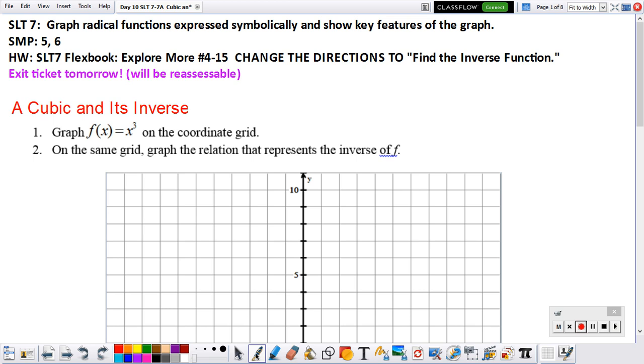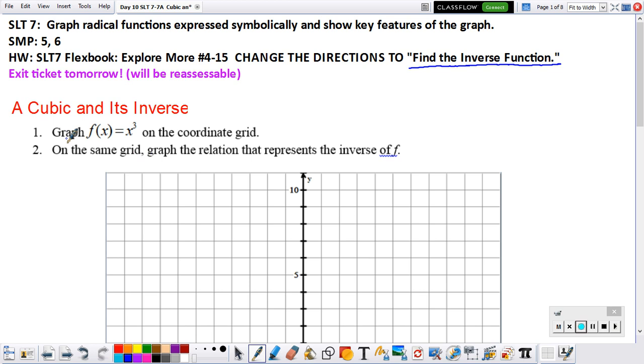I want everyone to also please note that homework tonight is SLT 7 Flexbook, the Explore More section, but please make a note to change the directions to find the inverse function. I don't know what the directions are, but I would like you to find the inverse function for numbers 4 to 15. Please also note we have an exit ticket tomorrow. It will be reassessable, but everyone should put forth their best effort the first time.